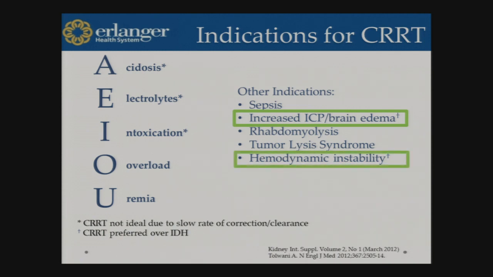And then also it's preferred in patients with hemodynamic instability. And so if you think how rapidly the blood is being removed and fluid is being pulled off of a patient in a 3.5-hour intermittent hemodialysis session, we're able to extend that removal and do it over 24 hours versus 3 hours. And so patients that are hemodynamically unstable will tolerate CRRT a lot better than they will intermittent hemodialysis.